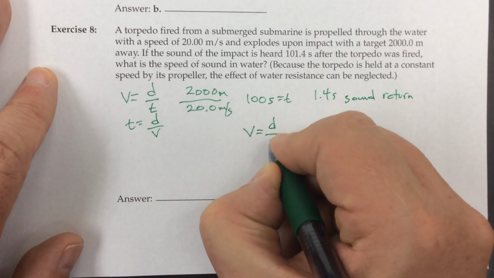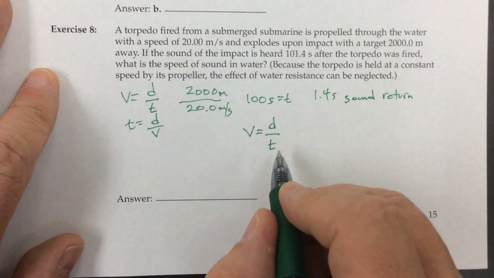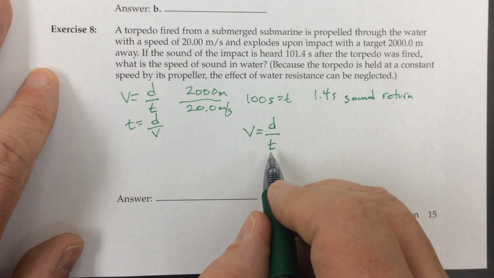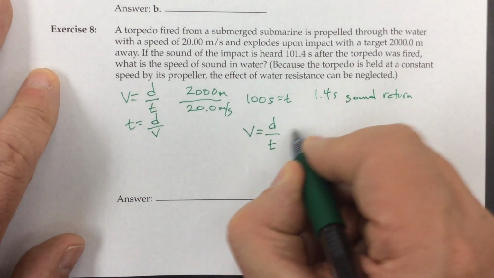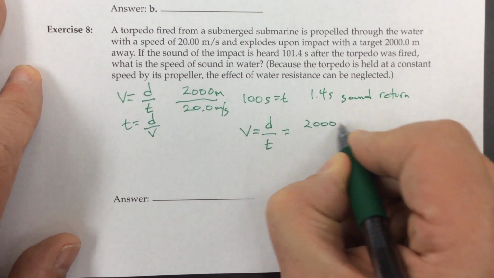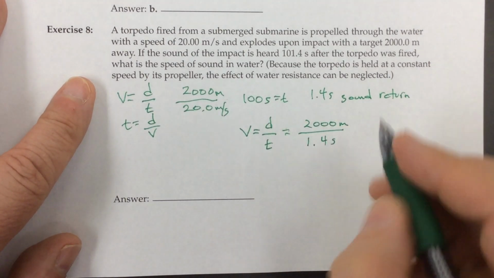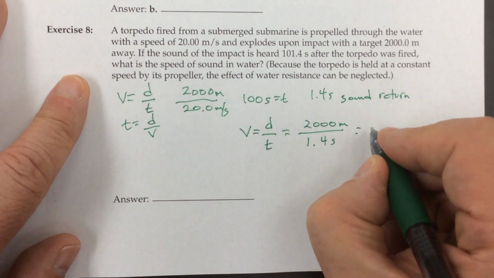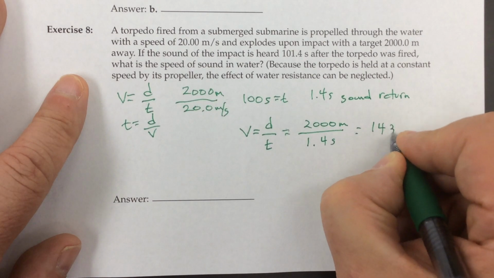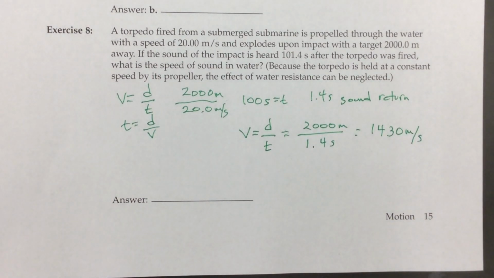Distance divided by time. Okay. I'm trying to find the speed, and I know the time. What's the distance? Okay. The distance was the same distance to the boat to start with. So it's going to be 2,000 meters divided by 1.4 seconds. Your answer is going to be in meters per second, and that's going to be 1430 meters per second. Okay, just keep going, keep going, keep going.